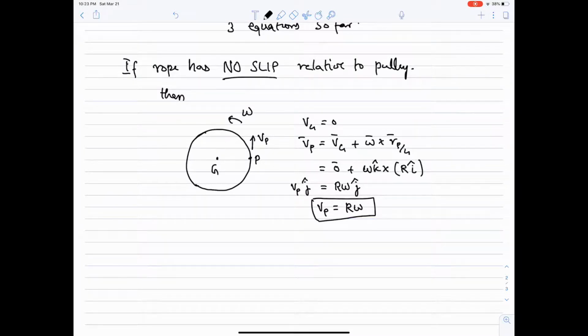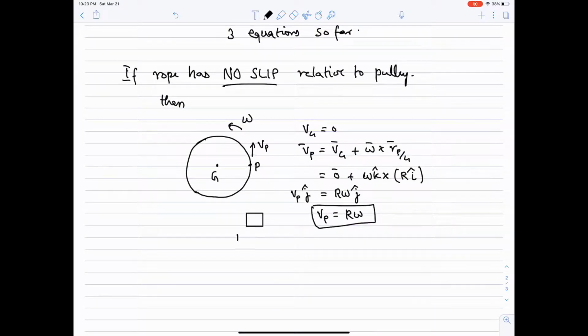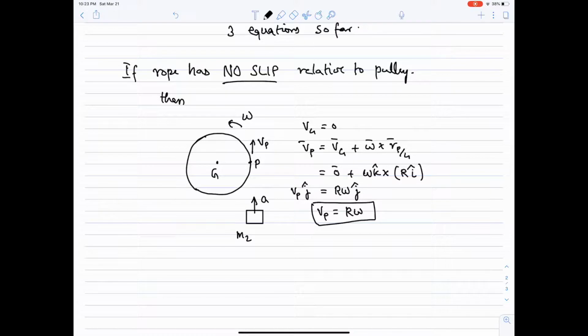And what's going to happen is the acceleration of mass m2 is basically a, which is going to be equal to Ap, at least in the tangential direction. So a will be equal to Ap, which is going to be equal to R alpha, okay? Where Ap is the tangential acceleration of point P in this direction. So that's what we get. a equals R alpha because of no slip.